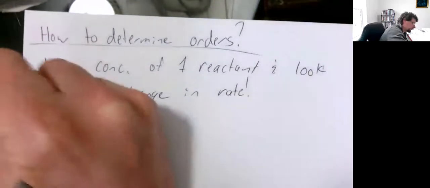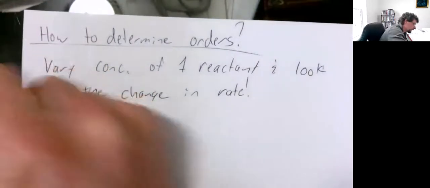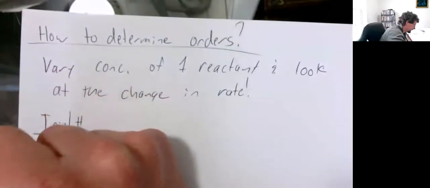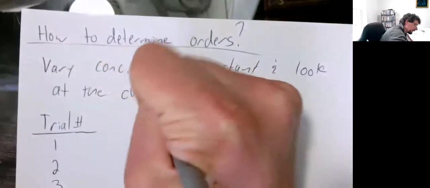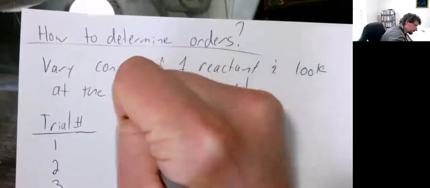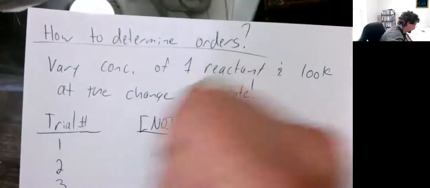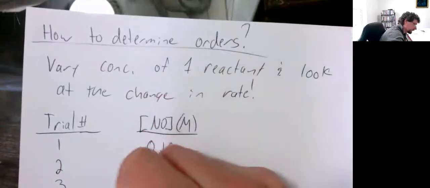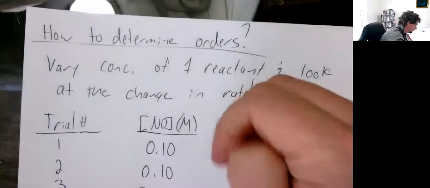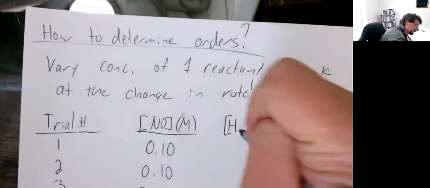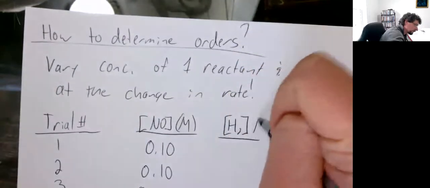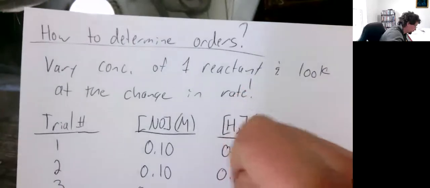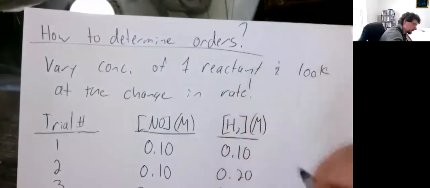So what we're going to do, we'll have trial number here. We're going to have 3 trials, 1, 2, and 3. We're going to keep track of NO in terms of concentrations, so that'll be a molarity. We have 0.10, 0.10, 0.20 in trial number 3. Then we'll have the same thing for the concentration of H2, recorded in molarity: 0.10, 0.20, 0.10.